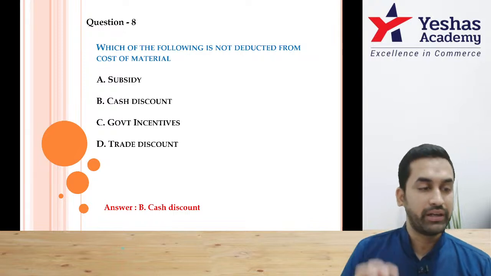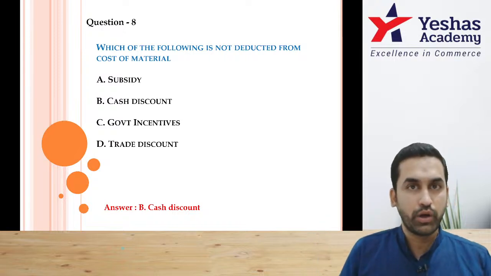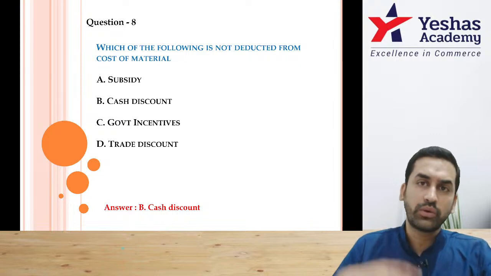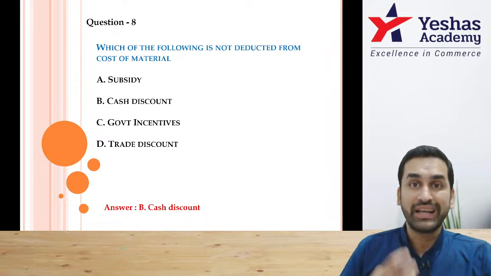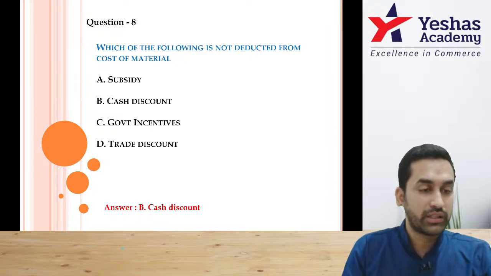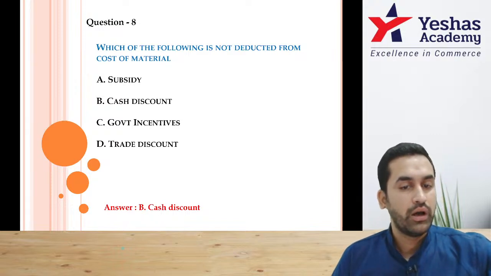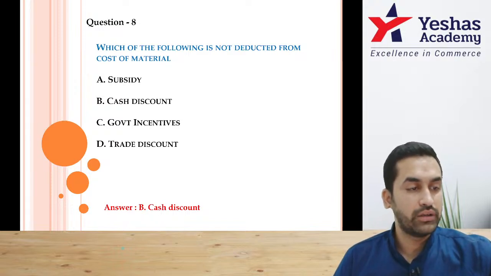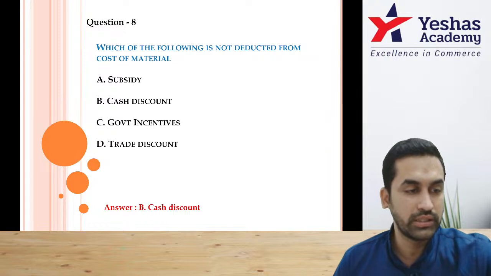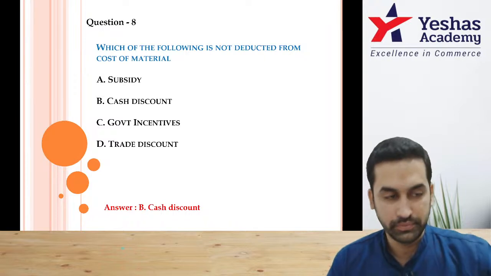Please understand the difference between trade discount and cash discount. Trade discount is given at the time of purchase itself. Because you're buying in bulk quantity, you will get that benefit. That is trade discount. Cash discount is given much later for early payment, quick payment, prompt payment. It's a pure financial benefit that is not related to the material that you are buying. Therefore, between the two options, cash discount should be considered as the right answer, because the question says which of the following will not be deducted. I cannot minus cash discount.